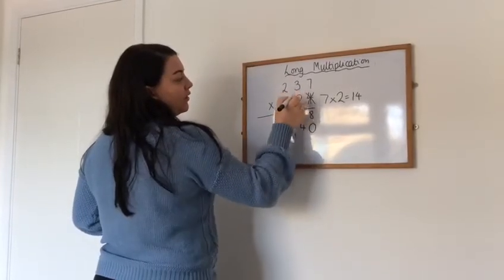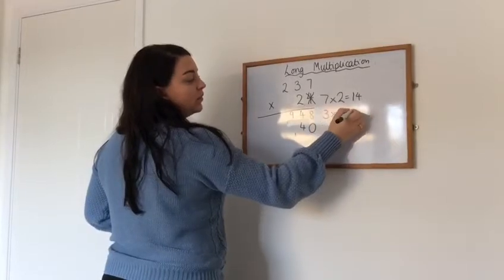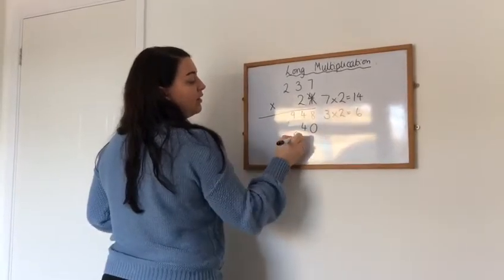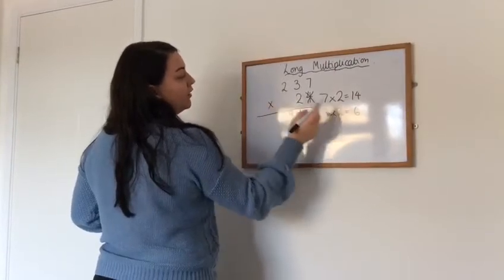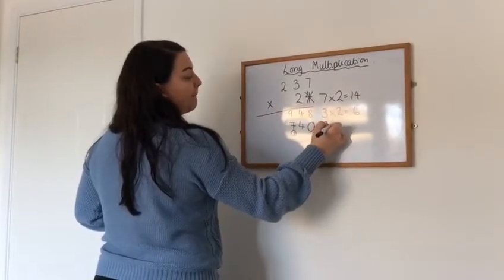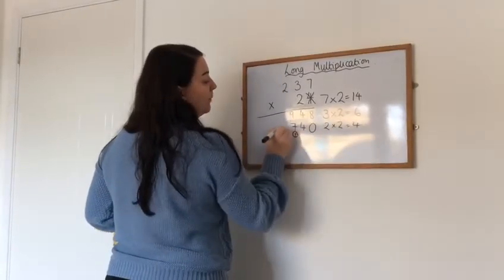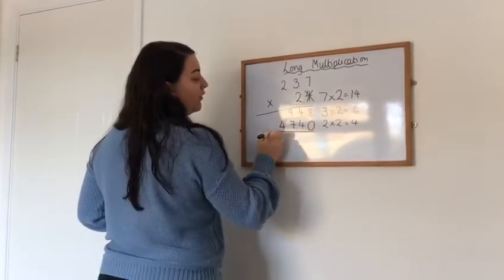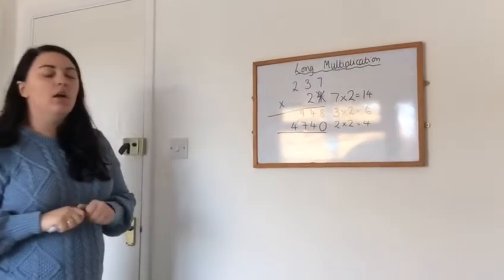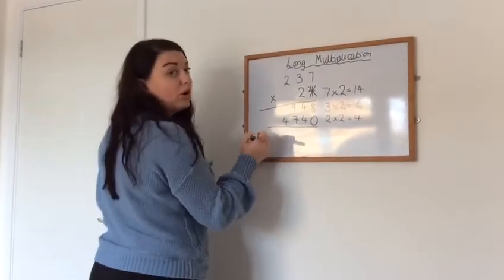Next multiplication, 3 times 2, which equals 6. Add your carry over 1, which makes 7. And then finally, 2 times 2. Nice and easy. 4. There you go. That's the first half of long multiplication done. What you need to remember to do now is to add these two numbers together using simple column addition.